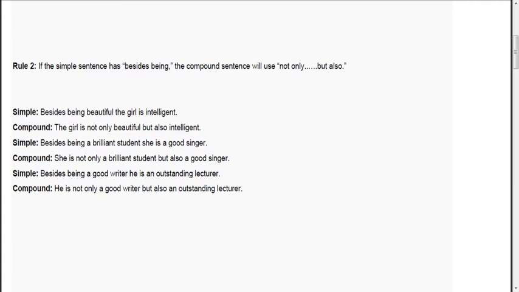So rule 2 says, simply, that if you find besides being in a simple sentence, then in case of changing or transforming to a compound sentence, we will take not only but also. After not only one adjective, and after but also another adjective. That's all. It's very simple. Hopefully you are getting this and it's very convenient for you. Let's see what happens with rule 3.